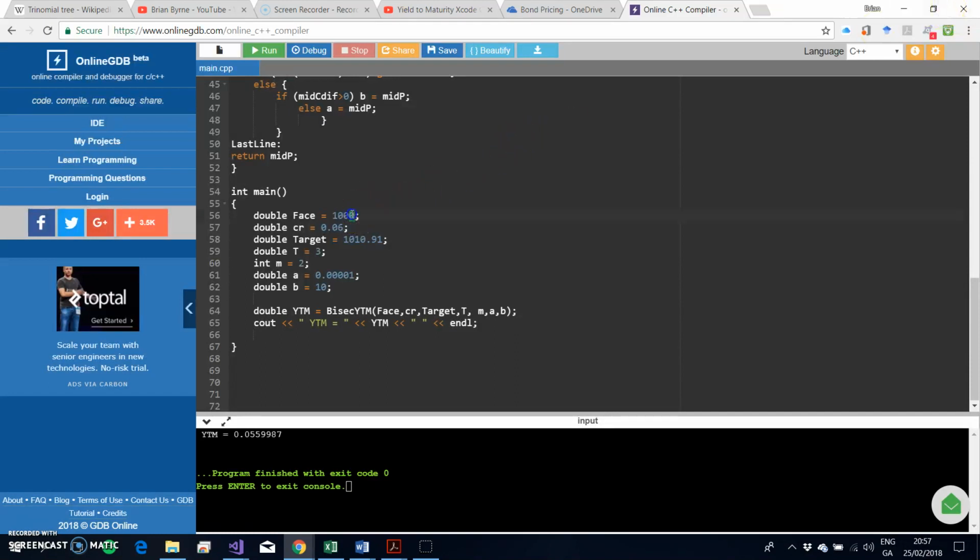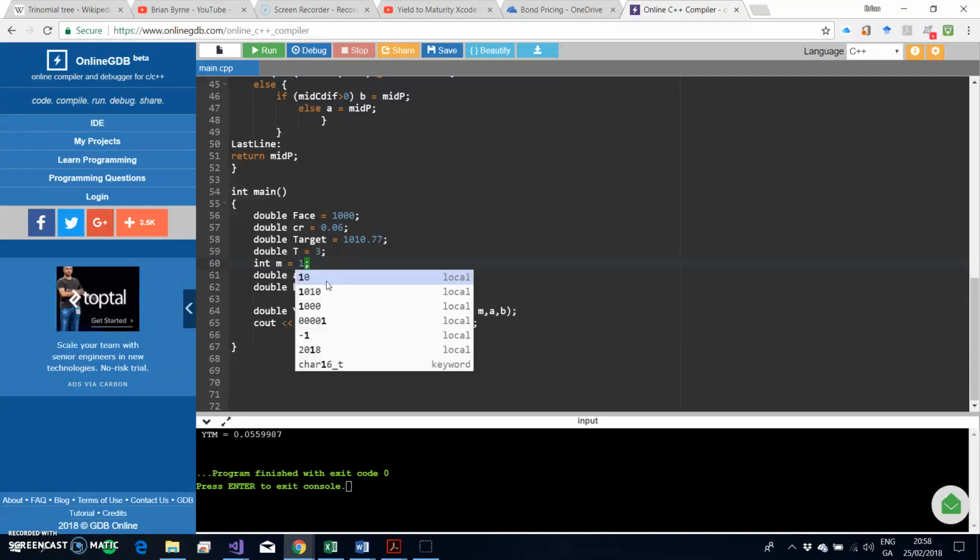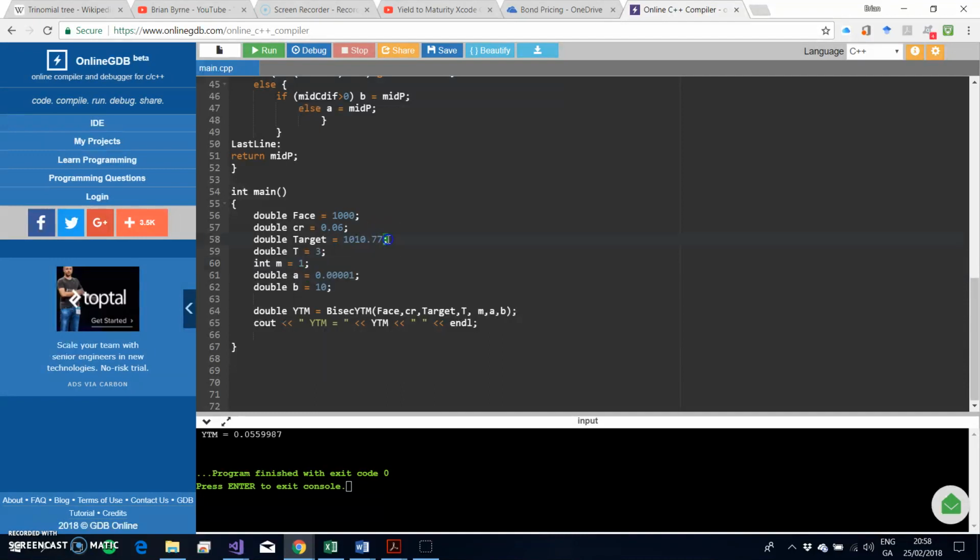The face value we said was 1,000. The coupon rate was 6% in that case. I forget this value. I think it's 1,010.77. So 1,010.77 is the market price. We'll check that in a second. 3-year maturity. Frequency of the coupon payment is once a year, so we delete that and put in 1, and then again the same idea, low ball, high ball guess.